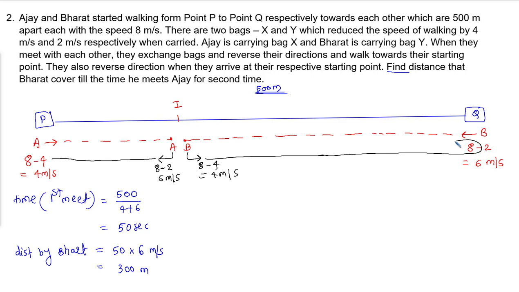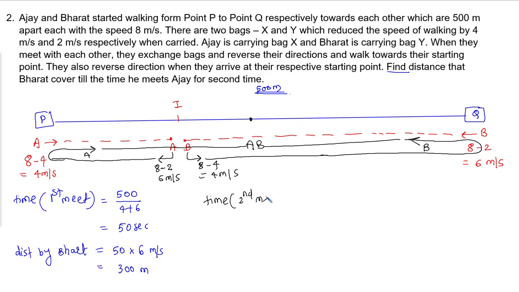Once they reach their starting point, they will take the U-turn. They will again reverse their direction and they will meet for the second time like this. Okay. So after first meeting and before second meeting, the total distance traveled by them is how much? Time required for second meeting after first meeting is equal to the total distance traveled is 500 and 500 two times, that is equal to 1000 meters. Again, with the relative speed will remain same, 6 plus 4, that is equal to 10 meter per second, that is equal to 100 seconds.